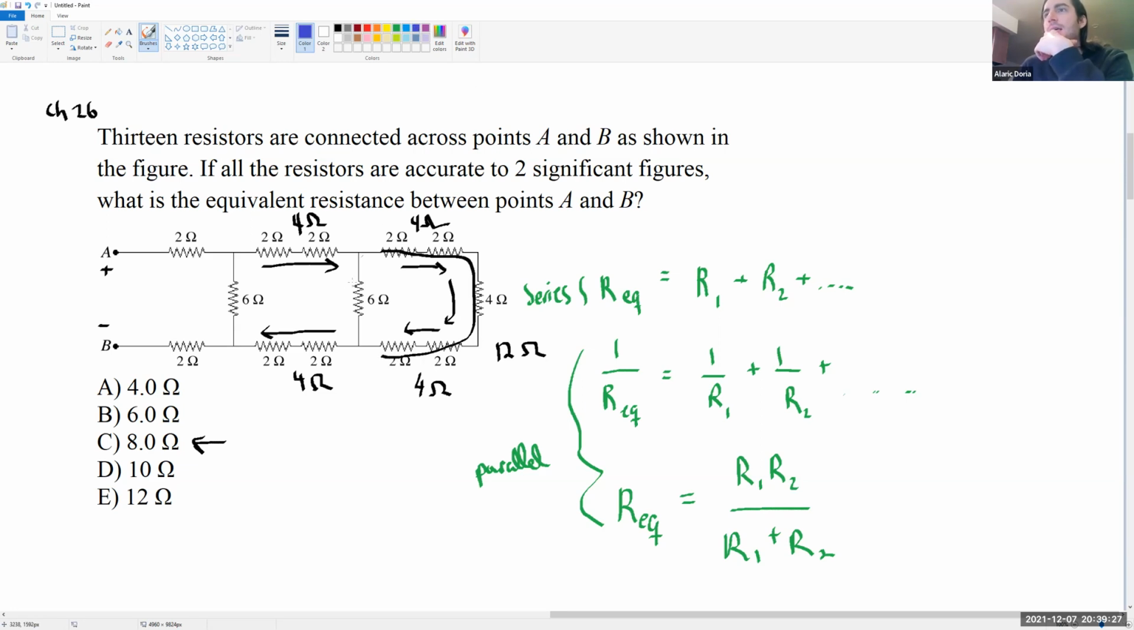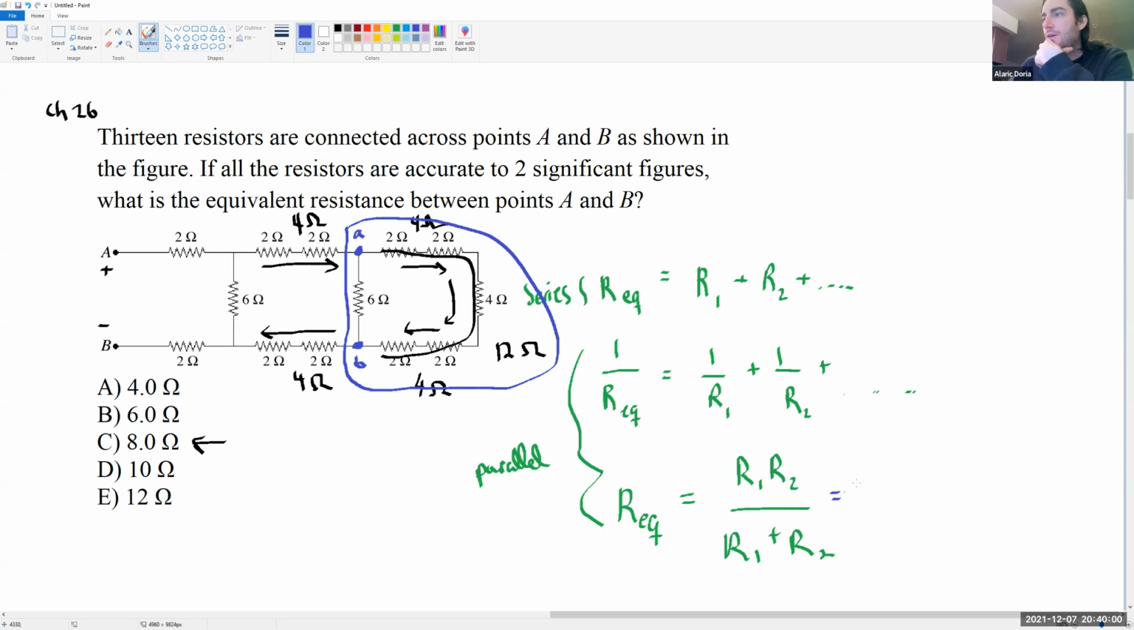Now that's going to be in parallel with this 6 ohm resistor, right? Because if I label this, let's call this little a and little b, the voltage across the 6 ohm resistor is VAB, and the voltage across this 12 ohm equivalent resistor over here on the right would also be VAB. They're sharing the same two nodes. So we can combine these as a 6 and a 12 in parallel.